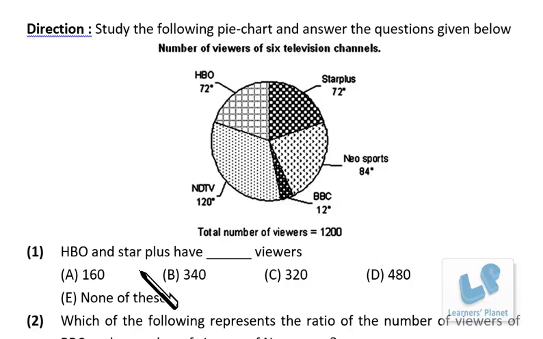HBO and Star Plus have HBO 72 degree and Star Plus 72 degree. So in all it is 144 degree. So 144 out of 360, right? So total is 360 degree. So 144 out of 360 into 1200. That is a calculation that we have to make. So that comes to 480, right?